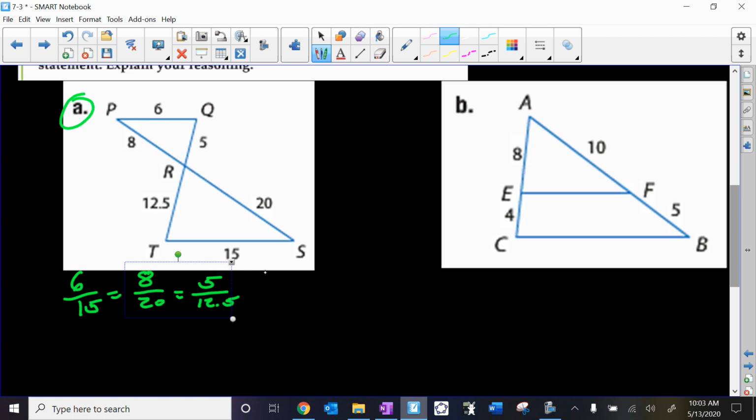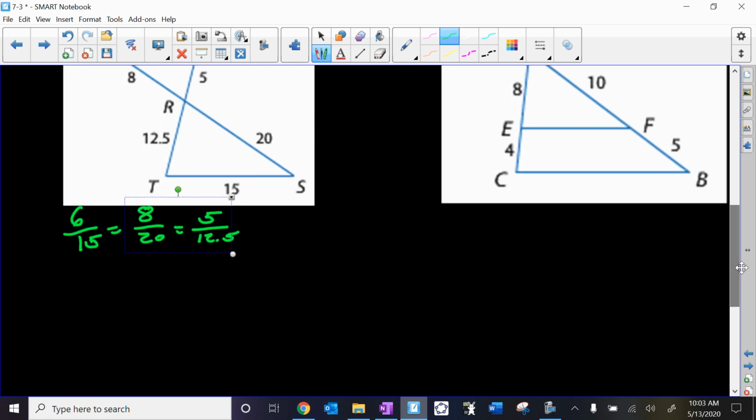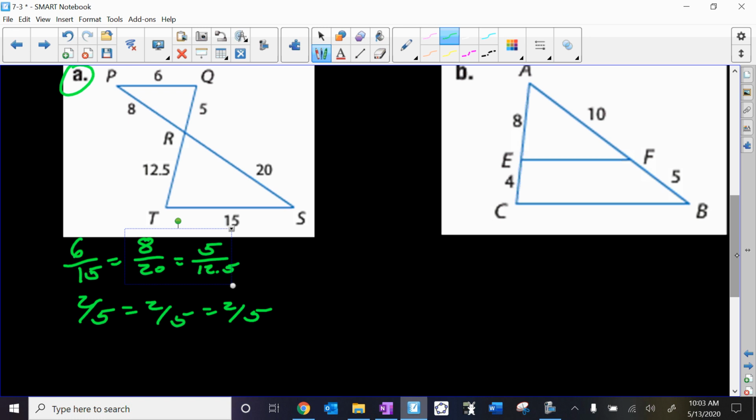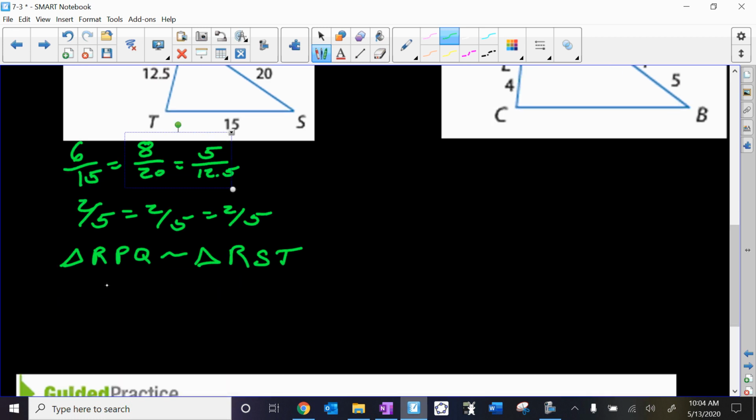You need to reduce these, and if you reduce these fractions, each one of them is going to come out to 2/5. Which means that they are similar by side-side-side. Then we also need to come up with a similarity statement. So we're going to say triangle RPQ is similar to triangle. R has to go with R. And since I went with P, then I need to go to S, T. And the reasoning is by side-side-side.